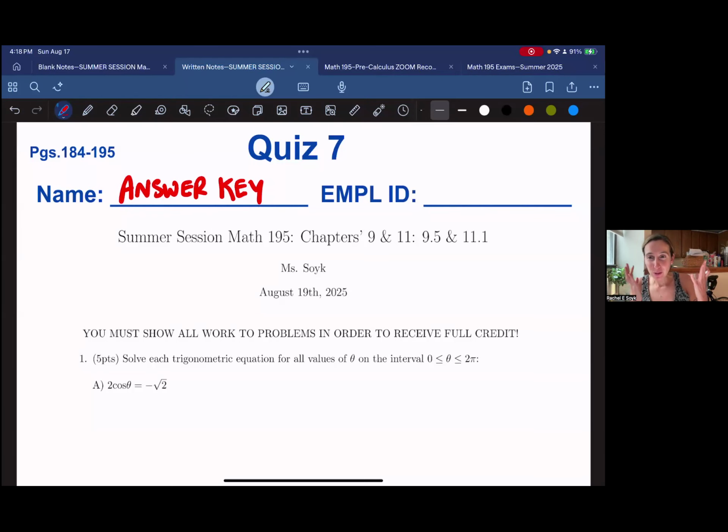So it's time to review our quiz 7 together. This section really focuses on our chapter 9 and the beginning of our chapter 11 material. So solving trigonometric equations for values of theta, which pops up in our chapter 9, and then chapter 11 begins with finding your distance formula.